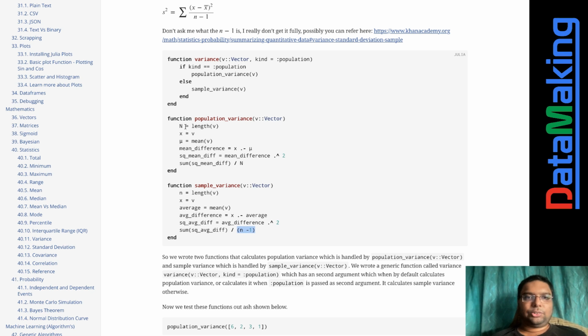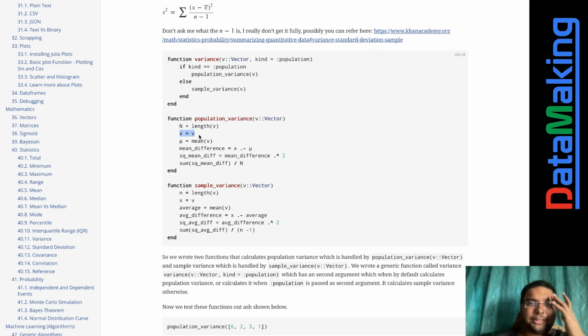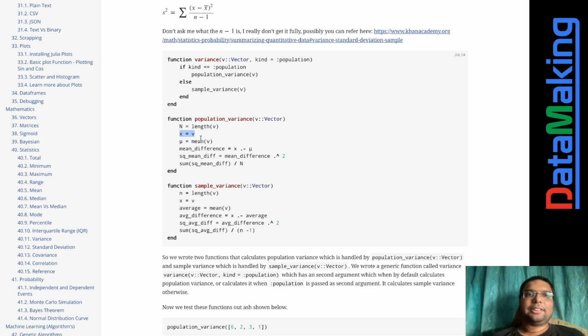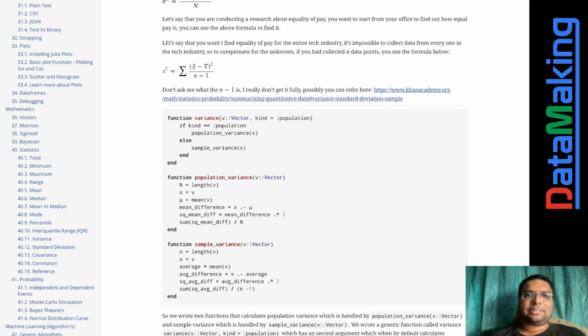What we are doing is finding n, the length, the total number of samples in a vector. Why do we put x equal to v? For some reason we are putting x equal to v, I think because it's easier, since in the formula we are just saying x. If I put x, it'll be easier for me to write the code. And mu is equal to the mean of v. I should have put the mean of x.